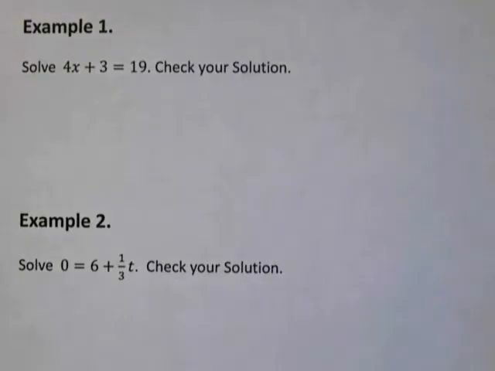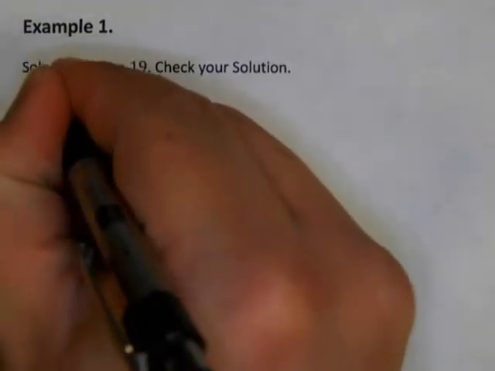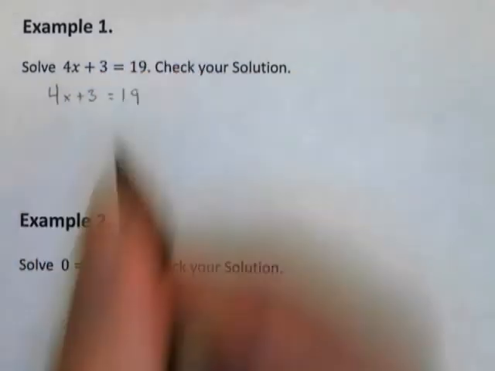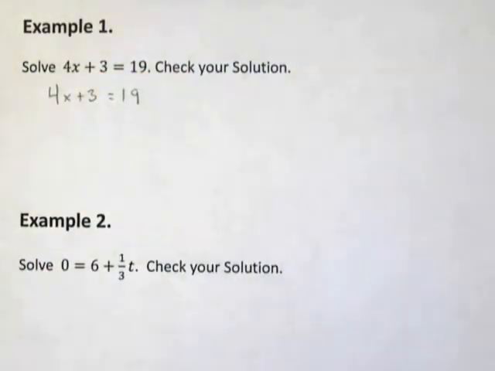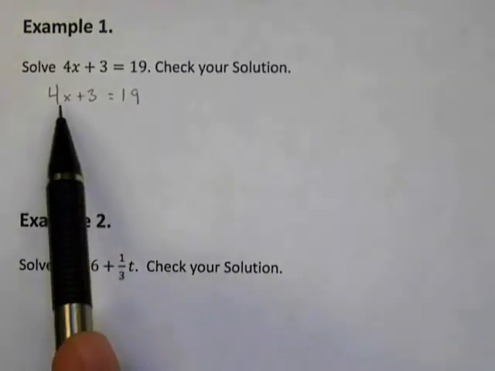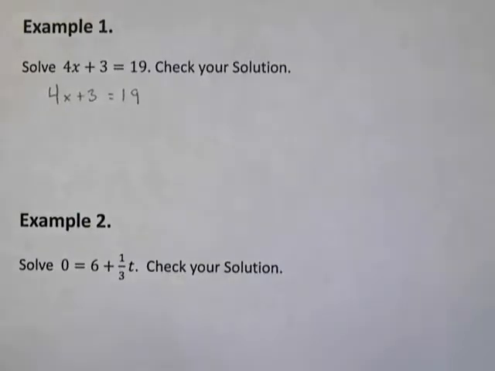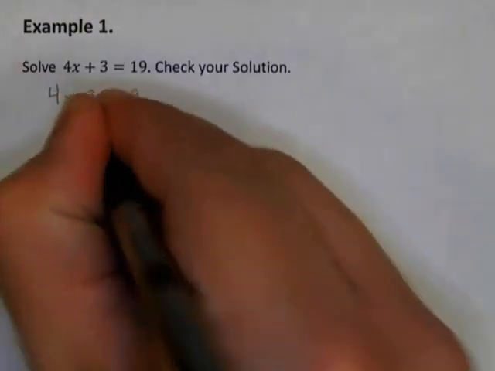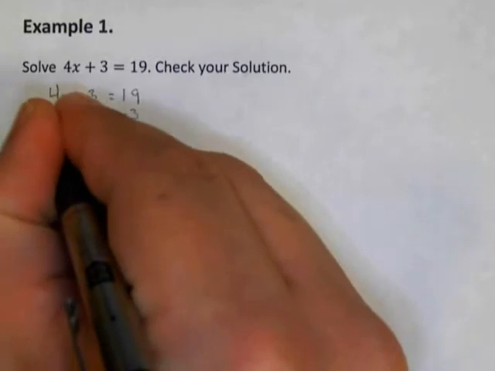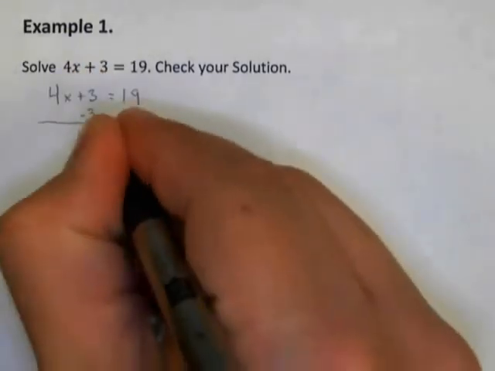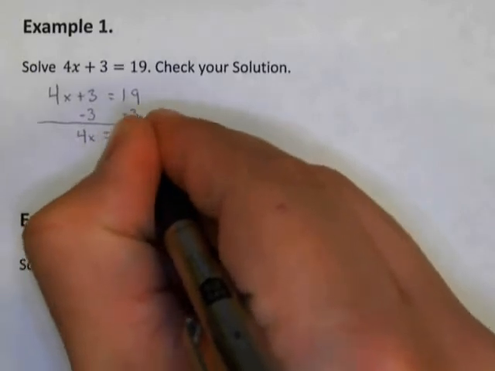Example 1 says to solve 4x plus 3 equals 19, and then we have to check our solution. So the first thing we want to do, remember, I'm going to rewrite the problem here. The first thing we want to do is undo the addition or subtraction part of the problem. And right here we see that there's a 4x plus 3. So we want to get rid of that positive 3 by subtracting 3 on both sides. I'm going to subtract 3 on both sides, and we're going to end up with 4x on this side and 16 over here on the right side.